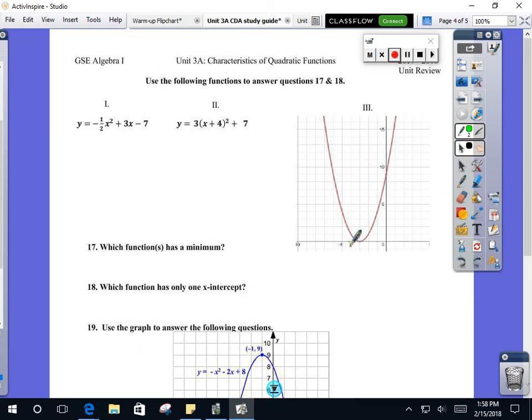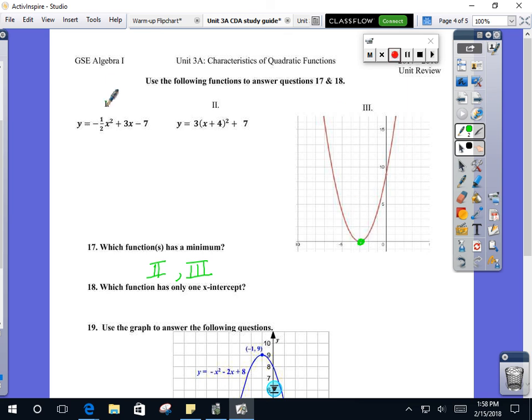Which function has a minimum? Or look, it also says functions. So which function or functions has a minimum? Okay, it is 2 and 3. Let's talk about why. 3 is obviously a minimum because look, you have a picture of the graph for 3 and that's a minimum point.